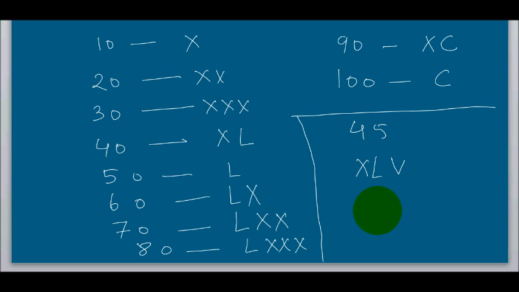If you are asked to write 57, you know 50, L is 50, and 7, this one is 7, so 57. Isn't it easy? I think it has been completely cleared how to write Roman numbers. I am telling one more thing. Suppose I am going beyond 100. It is important.